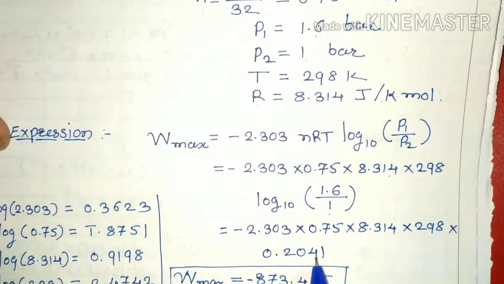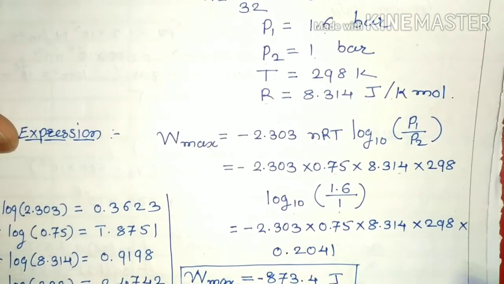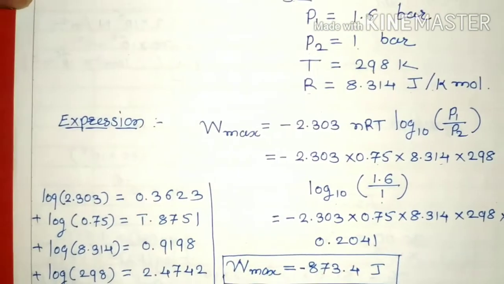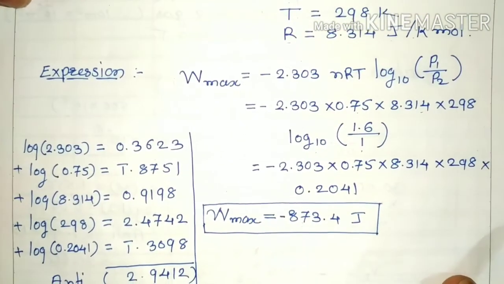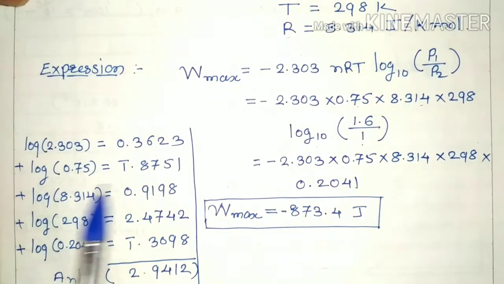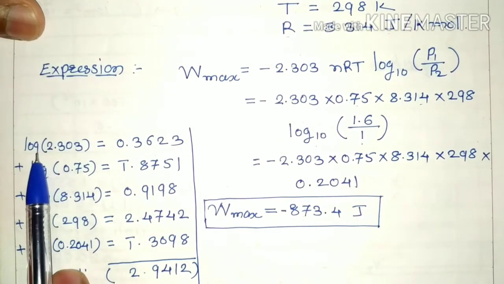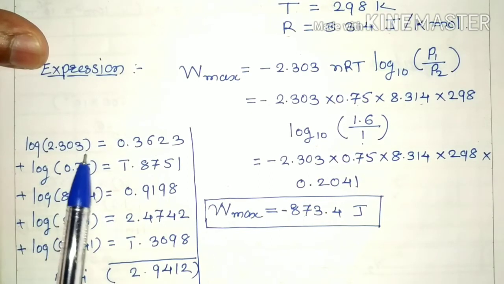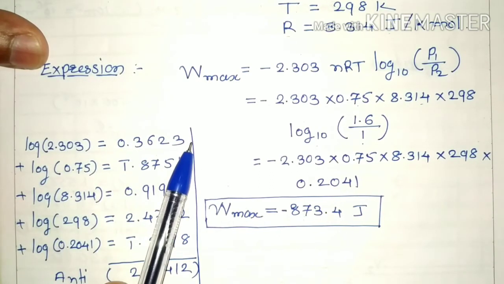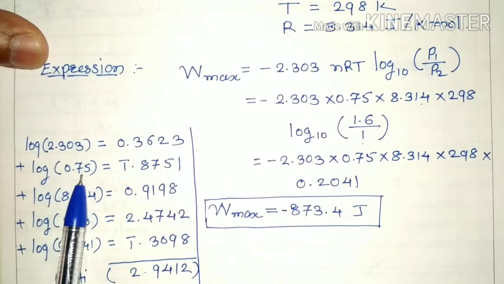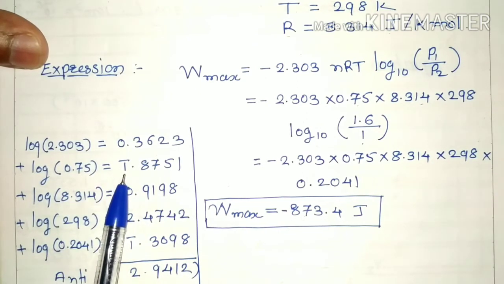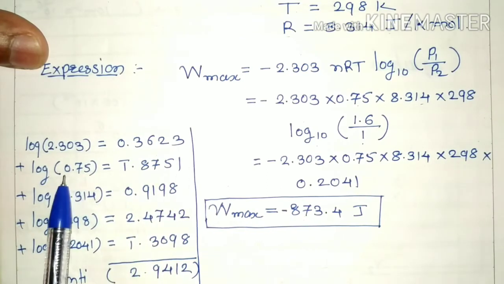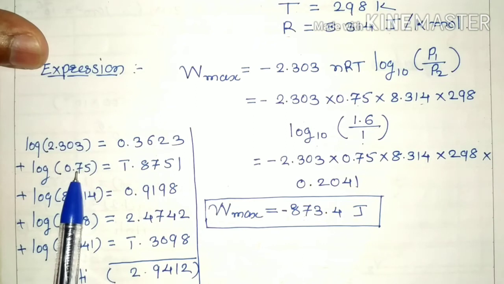So the log of 1.6 is equal to 0.2041. Okay, so this calculation we have to carry out by the log antilog method. So these are the logs of all these values. Log of 2.303 is equal to 0.3623, plus log of 0.75 is equal to bar 1.8751. So the characteristic is bar 1 because here there is a 0 point.